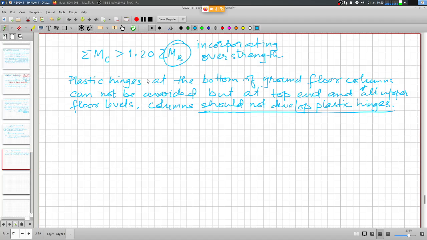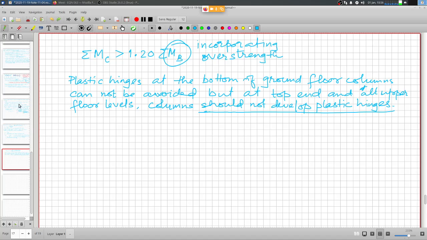But nevertheless, you should always adhere to the rule that the moment capacities of the columns should be greater than the beams'. The code says 1.2, but I would be more comfortable with 1.3. But anyway, that's what the moment capacities, and again the shear capacities should be.